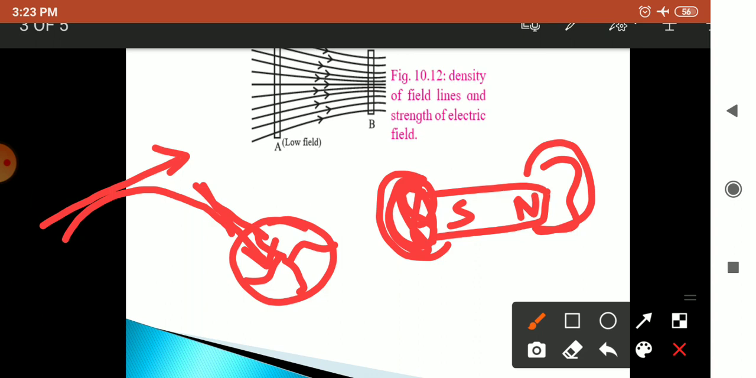Then further, when a test charge is placed in an electric field, it would be acted upon by a force at every point in the field and will move along a path. The path along which the unit positive charge moves is the line of force. The path along which the unit positive charge moves is the line of force.